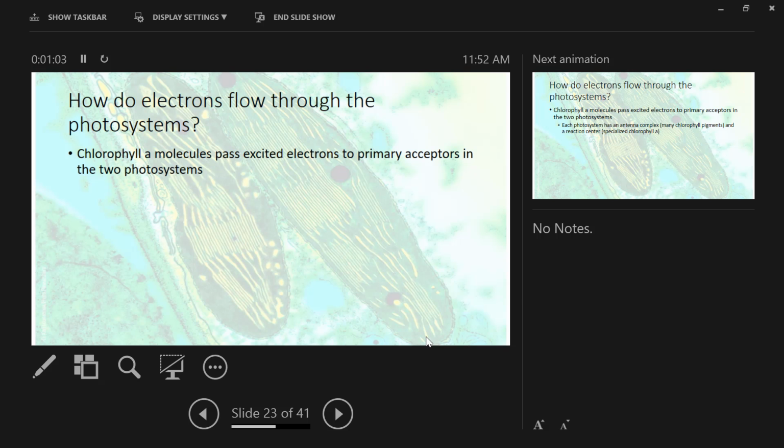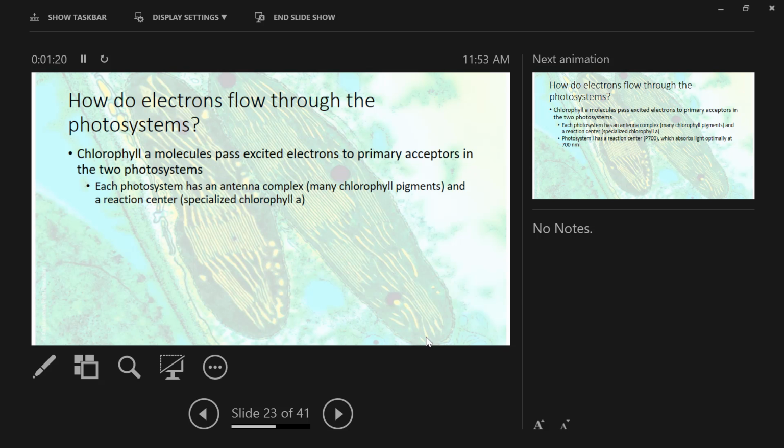So these chlorophyll A molecules, the primary pigment in plants and green algae, pass electrons to primary acceptors in two photosystems. So there's photosystem 1 and there's photosystem 2, both of which have certain features. Both of which have what's called an antenna complex. And this is where you have a whole collection of chlorophyll pigments surrounding a single reaction center. And the reaction center is a specialized chlorophyll A.